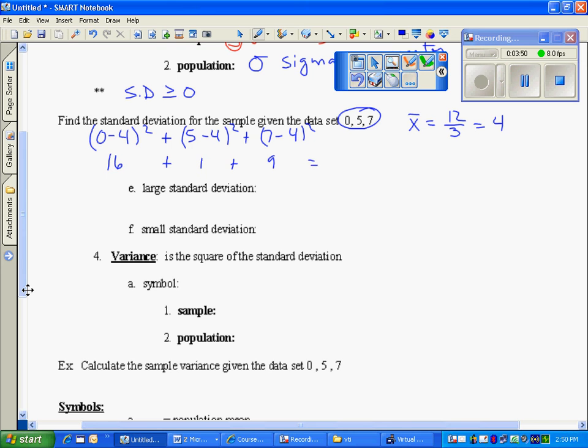Now when I total these up, I get 26. Now we're going to divide because it says average distance. We have 3 data points that I need to take 26 units and divide them amongst.